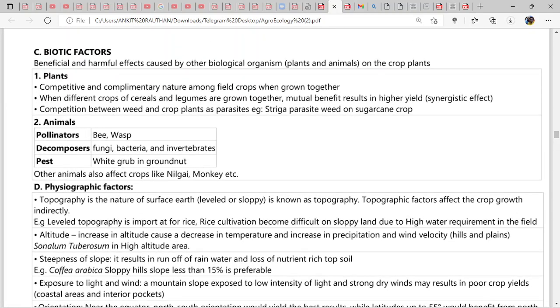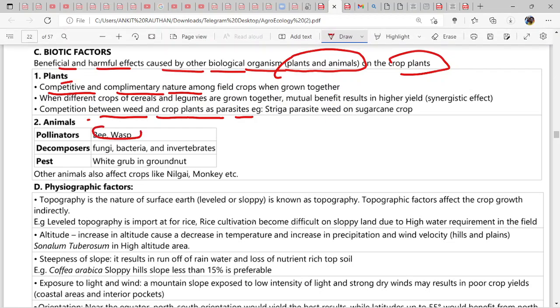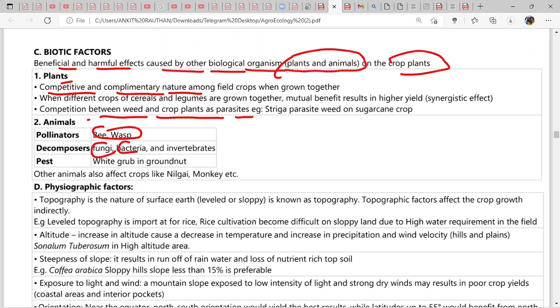In biotic factors, they are talking about beneficial and harmful effects caused by other biological organisms, that is plants and animals, on the crop plants. So plants can behave as competitive and complementary in nature. Competition between weeds and crop plants, and parasites. Animals: pollinators, bees, wasps; decomposers, fungi, bacteria, invertebrates; pests, white grub in groundnut. Other animals also affect crops, like nilgai and monkey.